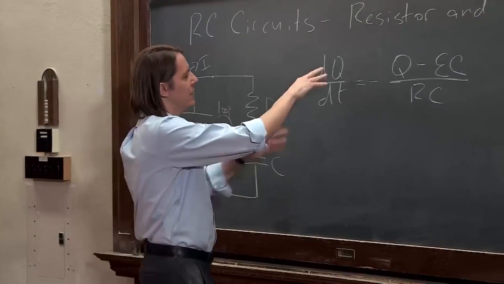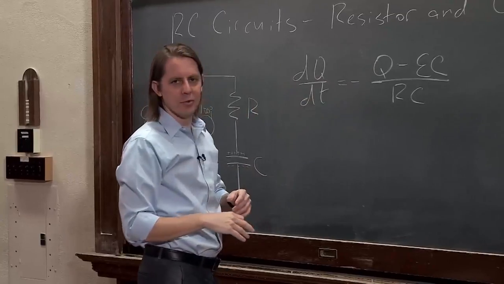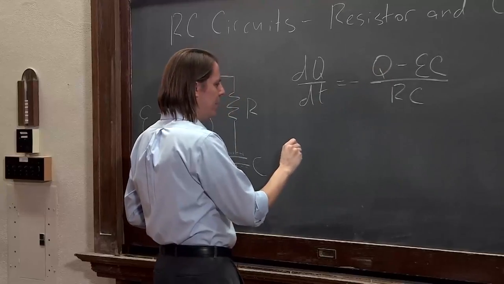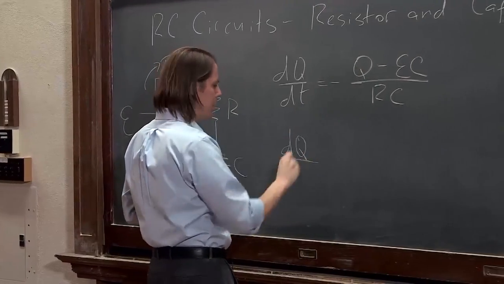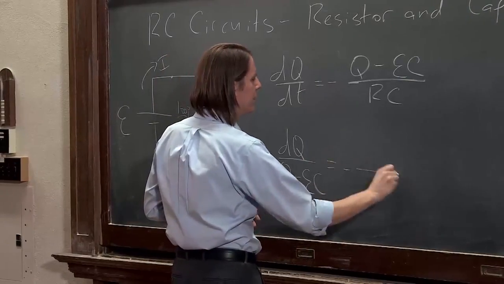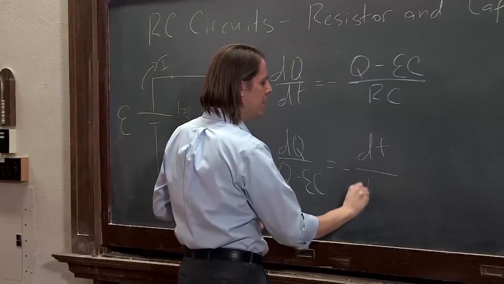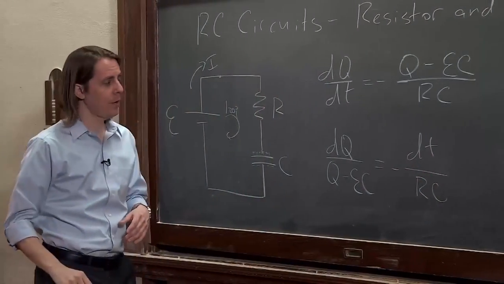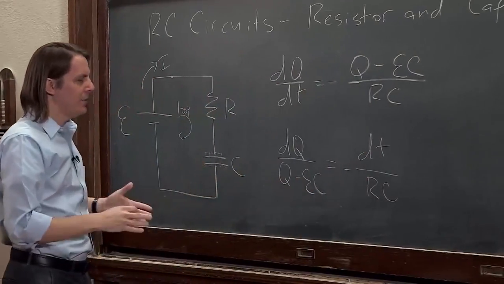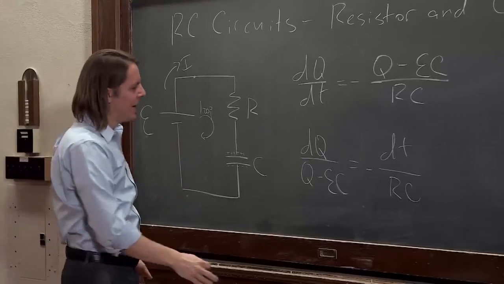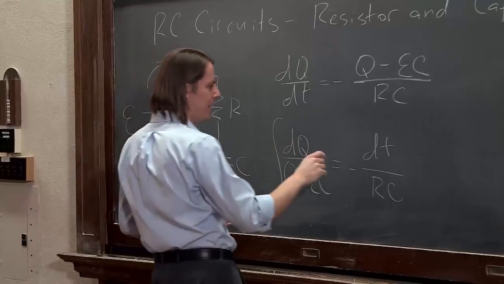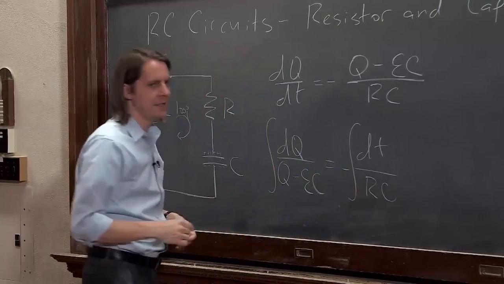All we've got to do is break this thing up and treat it as two different differentials. So we're going to bring this under here, and we're going to put this up here and see what we get. Then we have dq over q minus the EMF times the capacitance equals minus dt over RC. Okay? So now instead of integrating the whole thing with respect to time, we'll just integrate both sides based on a similar sort of set of conditions. So we're going to integrate the left with respect to charge, dq, and we're going to integrate the right with respect to time, dt.